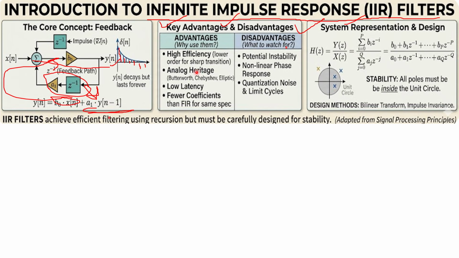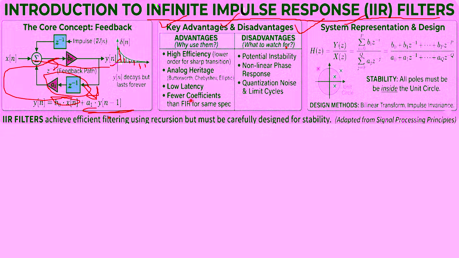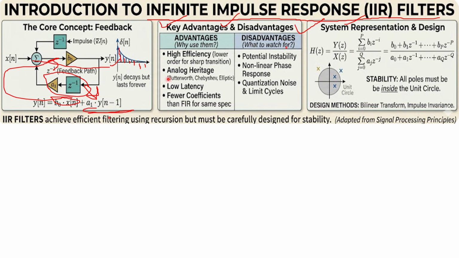The advantages are high efficiency, lower order for a sharp transition, and analog heritage, such as the Butterworth and Chebyshev filters. We will look into how to design all these filters. Latency is lower, and fewer coefficients are needed than FIR for the same specification, right? Some disadvantages are also there, like quantization noise is higher and the phase response is non-linear, right?